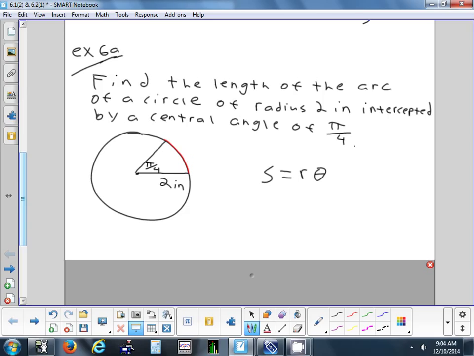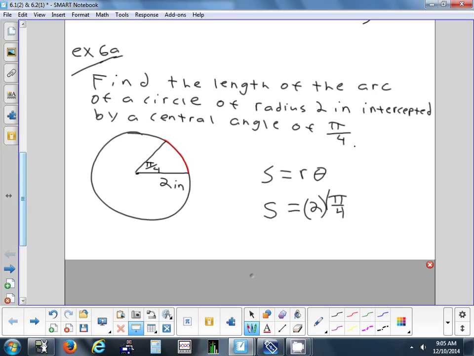Which letter in that formula represents arc length? Nick? S. Yep, that's S, so that's going to stay as the variable. My radius. Lasan, what's my radius? 2. And Brian, what's my angle? Pi over 4. Yeah, pi over 4.